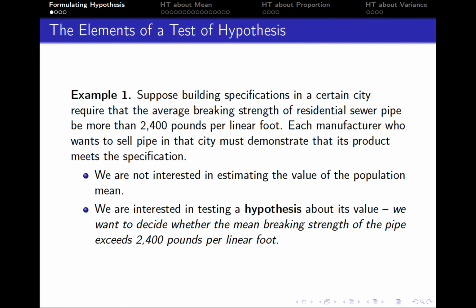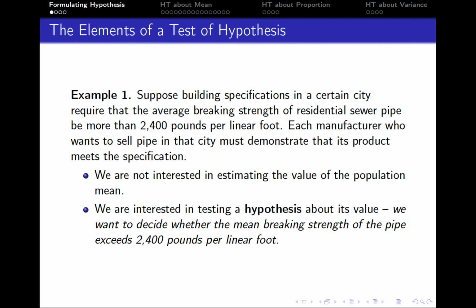Suppose building specifications in a certain city require that the average break-in strength of residential sewer pipe be more than 2,400 pounds per linear foot. Each manufacturer who wants to sell pipe in the city must demonstrate that its product meets the specification. As you can see, in this case we're not interested in estimating the true population mean, but in testing a hypothesis about the average break-in strength of a residential sewer pipe.